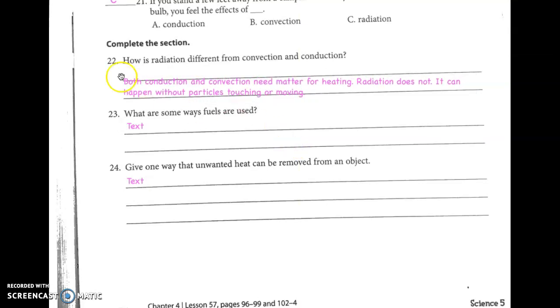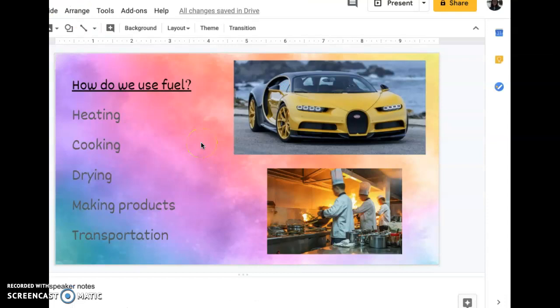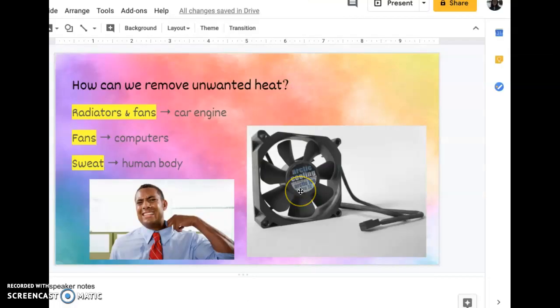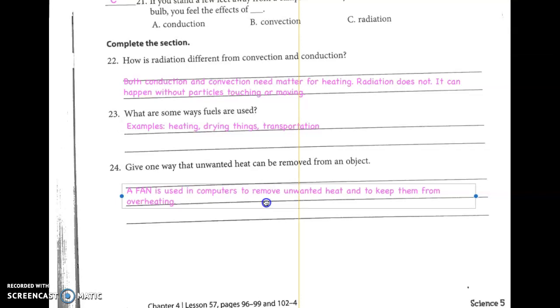23. What are some ways that fuels are used? Again, there's a lot of different answers here. If you wrote any of these, that's also correct. And lastly, give one way that an unwanted heat can be removed from an object. Couple answers here. You only need to put one. I gave the computer example because I'm so thankful for computer fans.